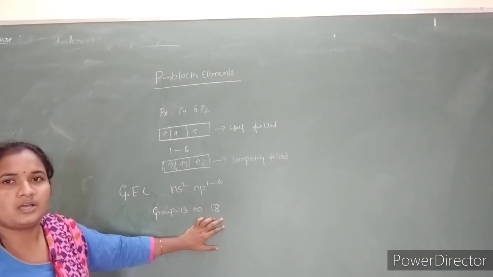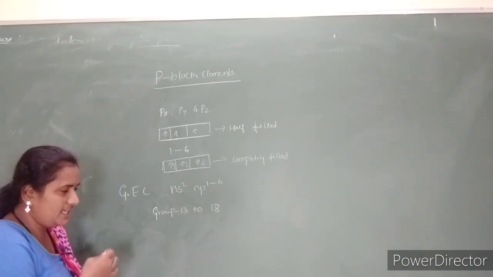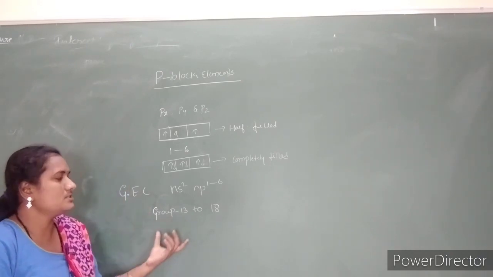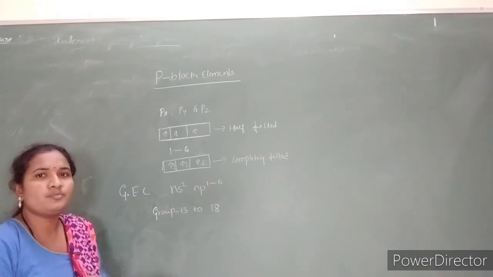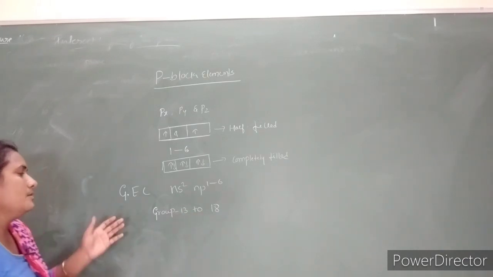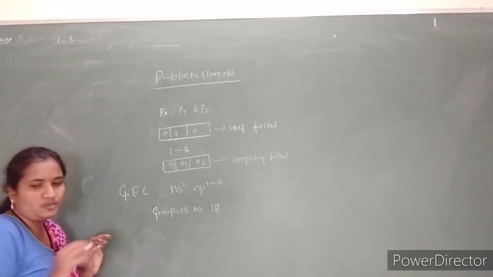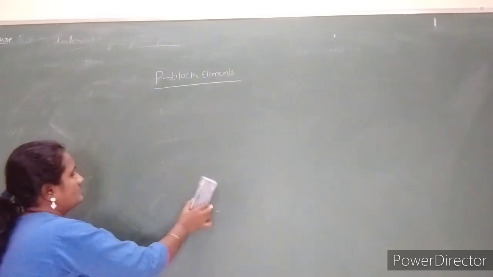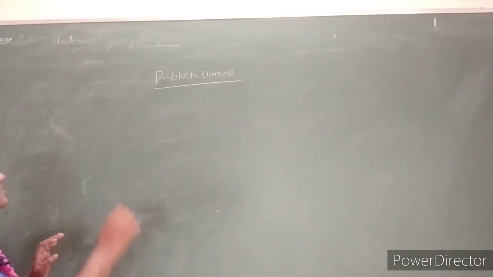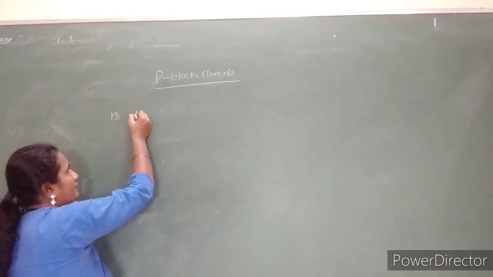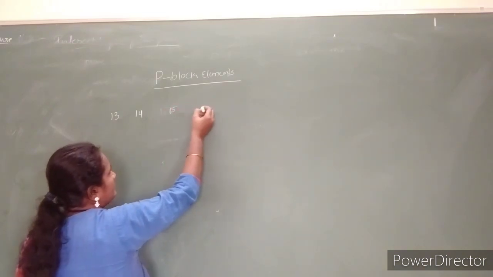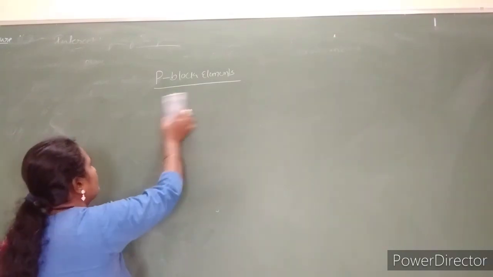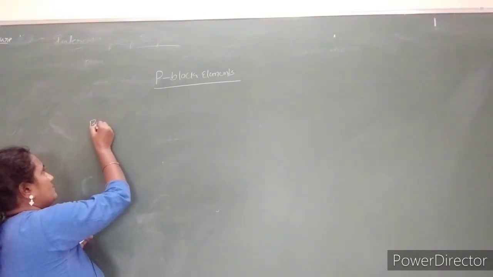Groups 1 and 2 belong to the S block, and the remaining groups belong to the D block as well as the F block. But the P block elements belong to groups 13 to 18. The first member of group 13 is boron.